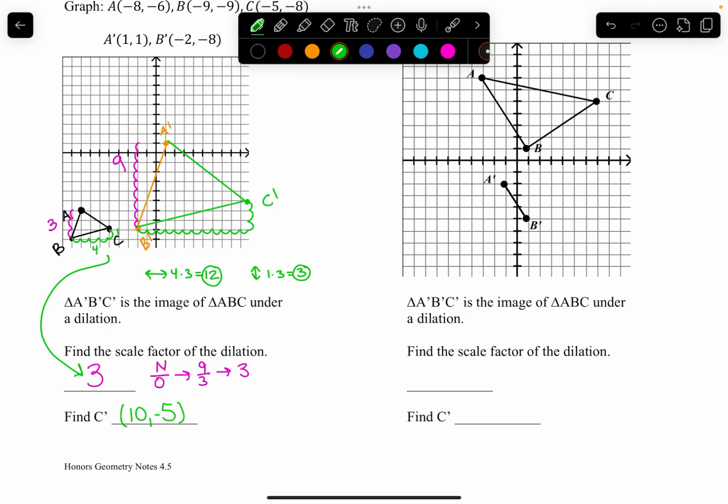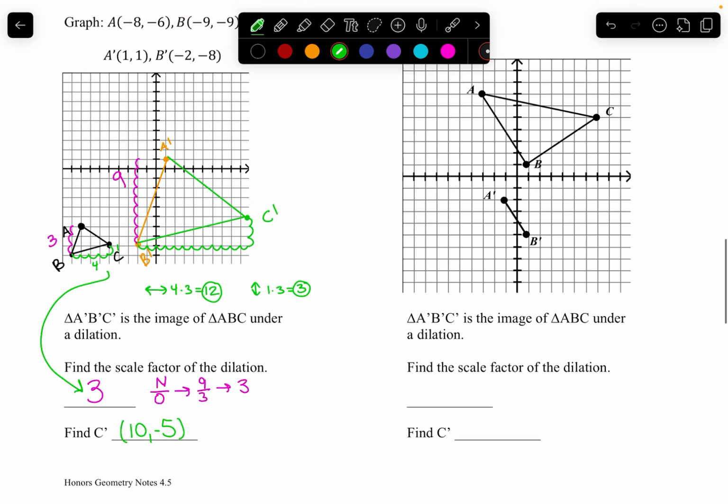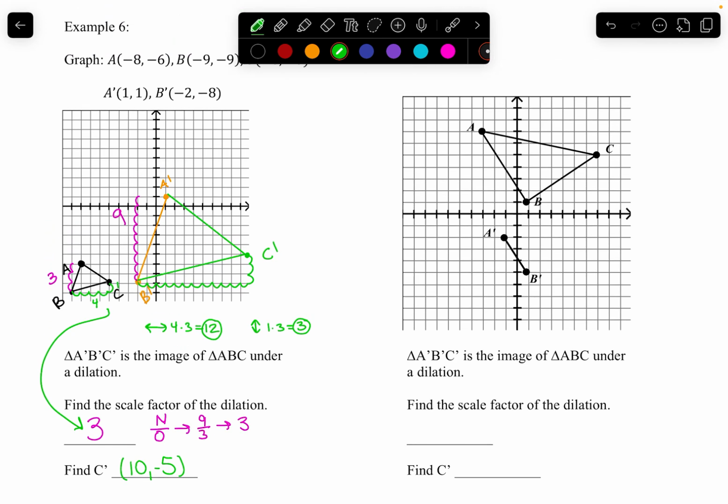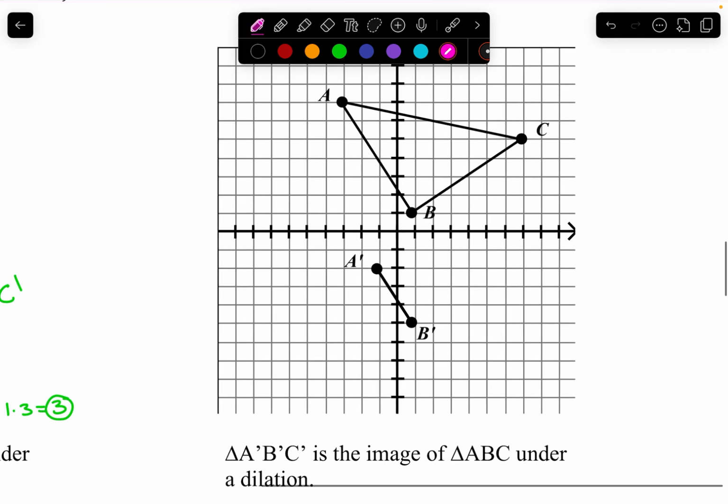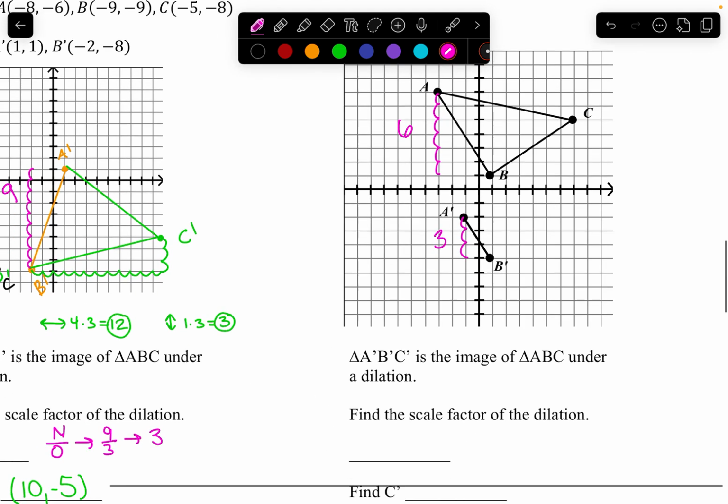Okay, we're going to do it again. First thing you should always do, find your scale factor, because without your scale factor, you can't really do anything else. Okay, so I'm going to find the distance vertically from A to B, and then A prime to B prime. 5, 6, 1, 2, 3. Okay, so here we go.